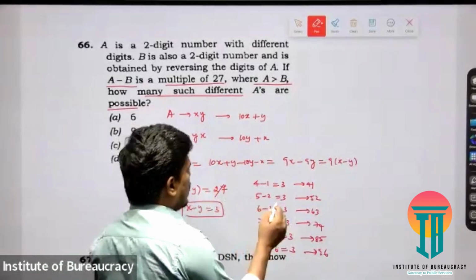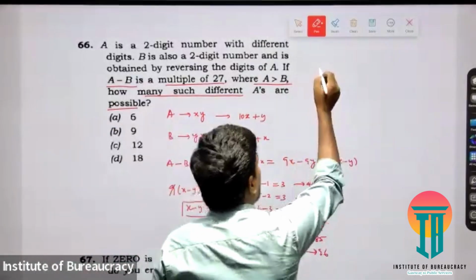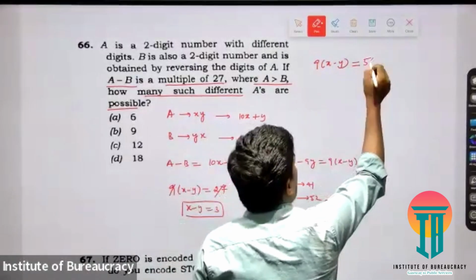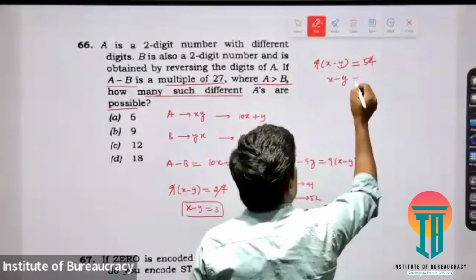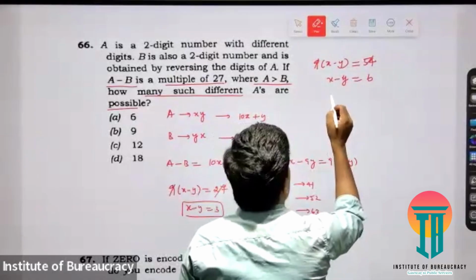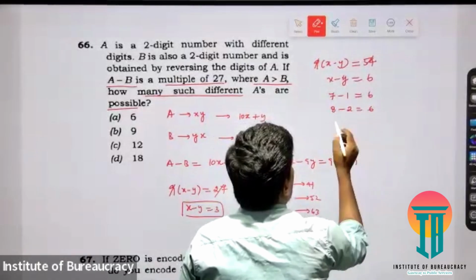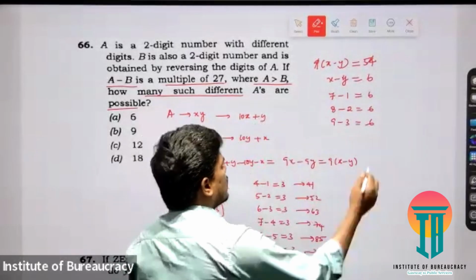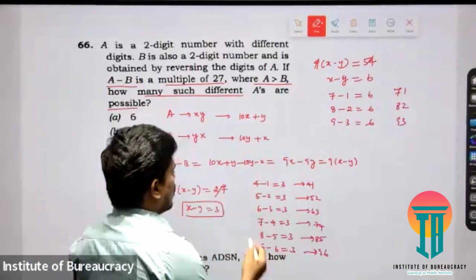Okay. So again, they said A minus B is a multiple of 27. 27 you have taken. So a multiple of 27 means 9 into x minus y equals 2 times 27, that is 54. If you cancel, x minus y is going to be 6. So with a difference of 6, how many numbers can you get? 7 minus 1 is 6. 8 minus 2 is 6. 9 minus 3 is 6. Is there any other possibility? No other possibility. So these are the numbers 71, 82, 93. Okay. So here no number is repeated.